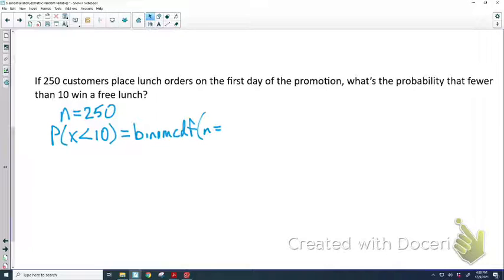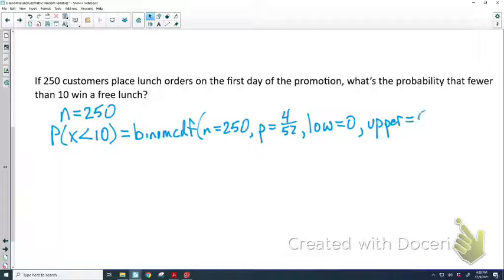So trials are 250. P is still 4 out of 52 for each customer. My low is 0, so the TI-84 can handle this easily. And the upper is 9. Careful not to type a 10, because we don't want to include a 10. We want fewer than 10.